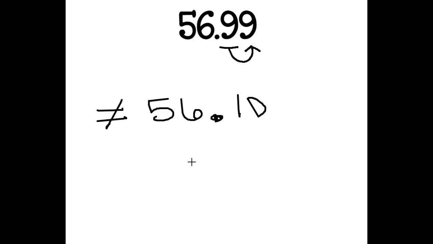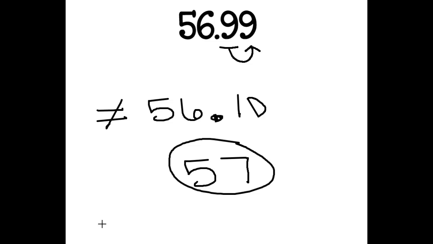So because this 9 is now a 10, I do not write 56 and 10 hundredths because that's actually lower than this. That is not equal. What I do write is 57. And even though that's a whole number, that is this rounded to the nearest tenth. So that would be my final answer of 57.